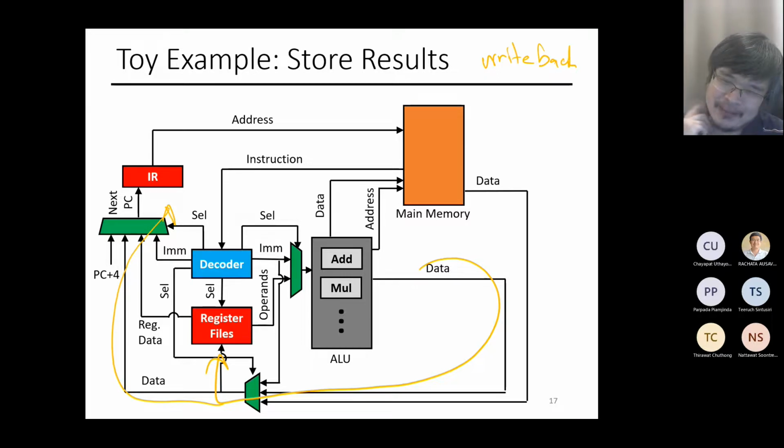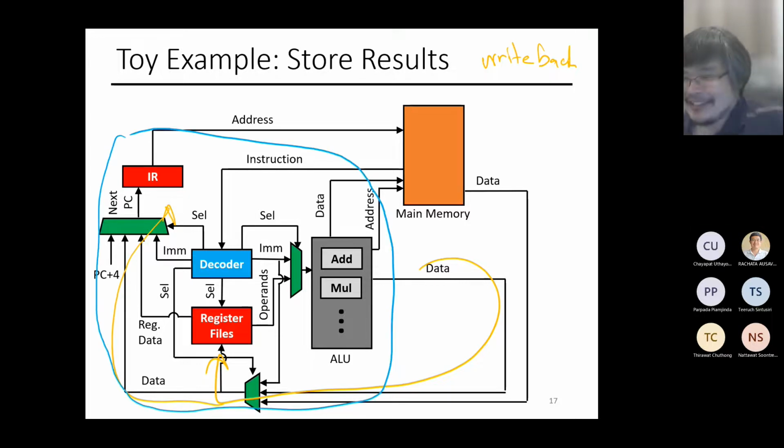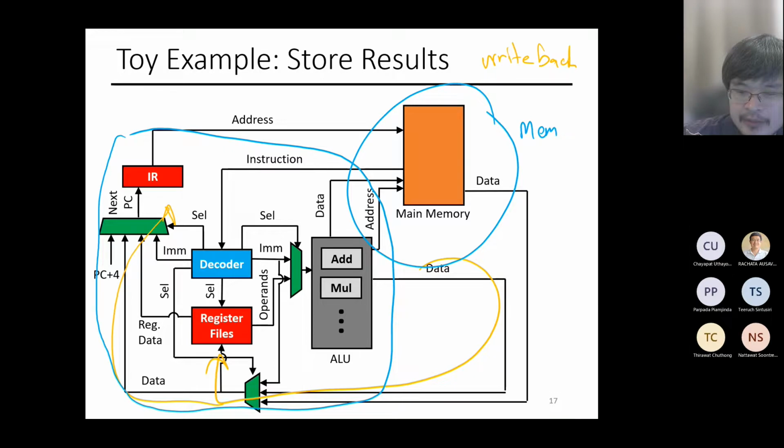Anyone notice I forgot one component completely? I talked about everything here. Which one did I forget to mention? Execute involves the ALU, decode involves the decoder, write back involves the register file and program counter. Which one didn't I talk much about? Memory, yes.